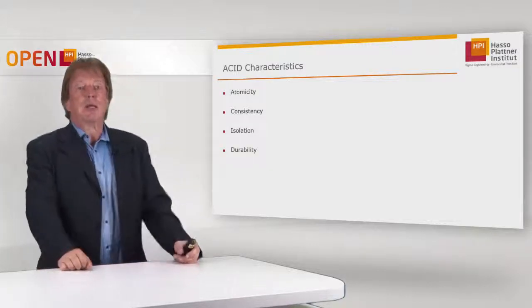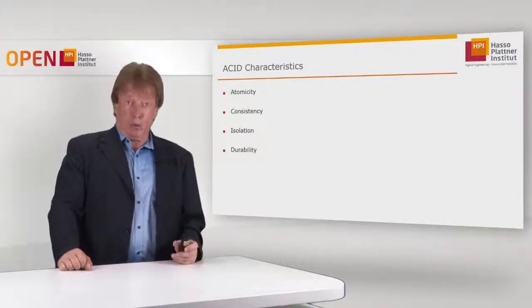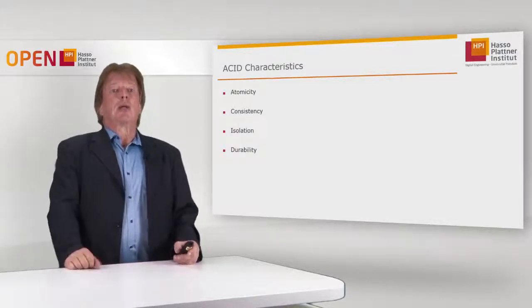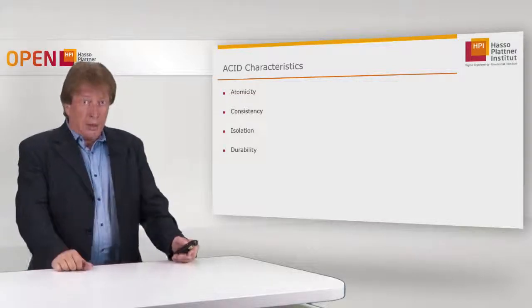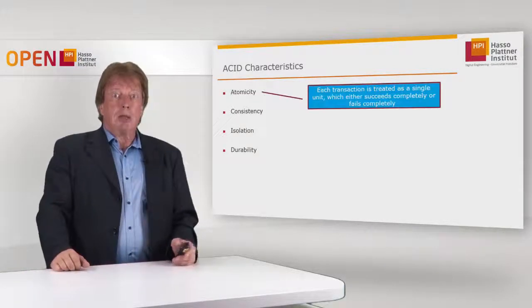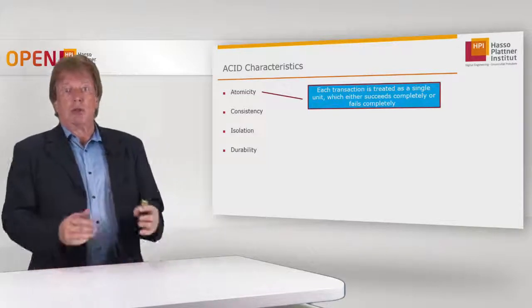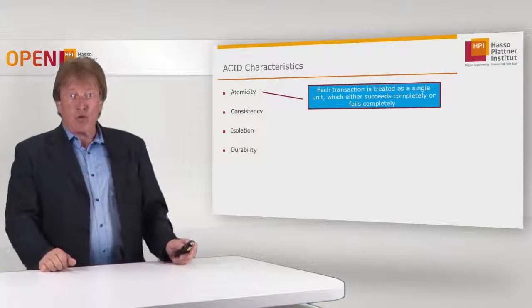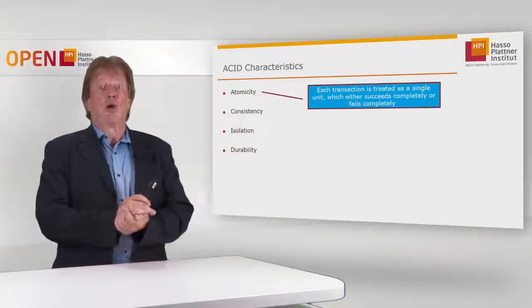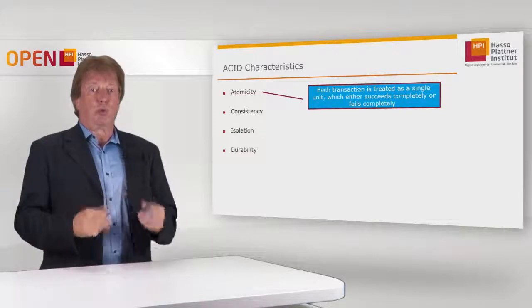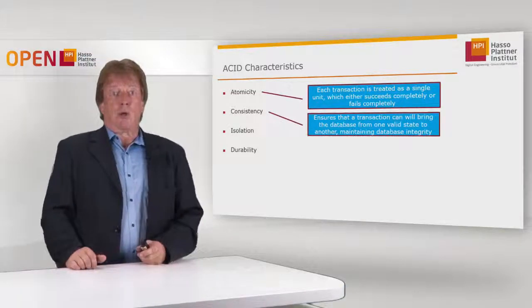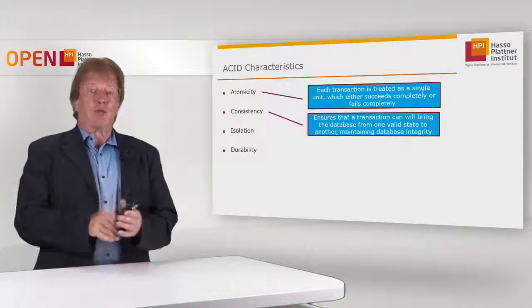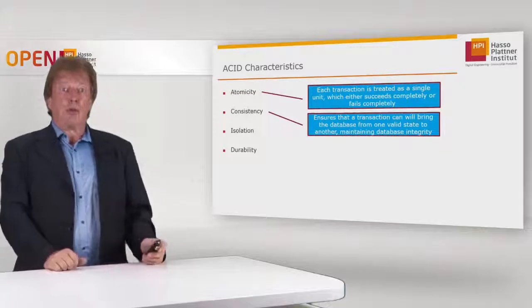Maybe you heard of it already. In my opinion, it's really important to understand what ACID characteristics mean. First is atomicity, which means that each transaction is treated as a single unit. I just showed the logical unit of work, which either succeeds completely or fails completely. This is important to understand. Second thing is consistency, which ensures that a transaction will bring the database from one definite state to another.